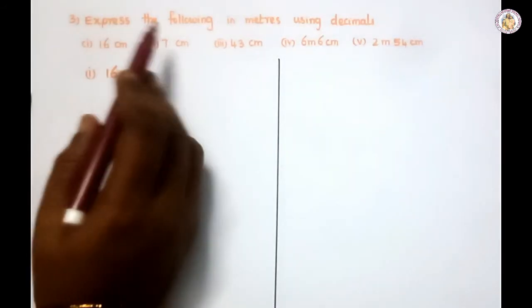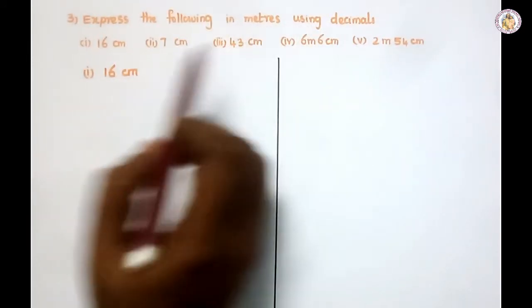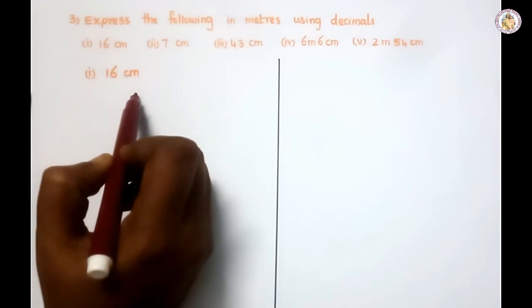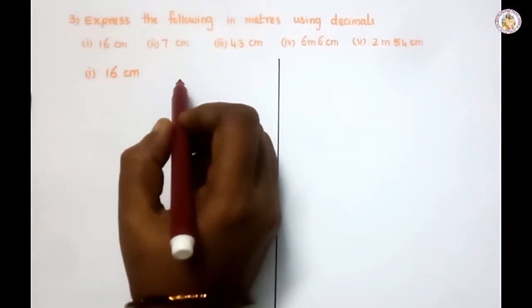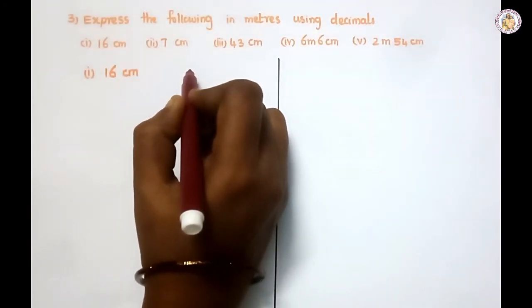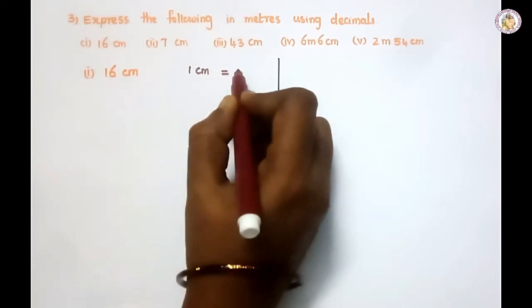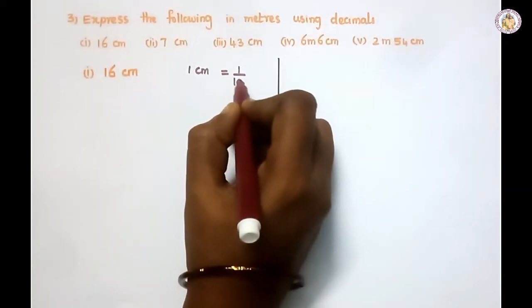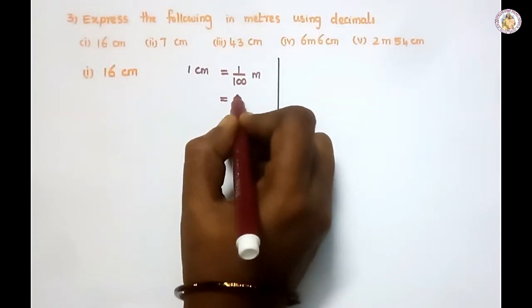Third one: express the following in meters using decimals. First one, 16 centimeter. Like the last sum, we have a formula. What's the formula? 1 centimeter equals 1 by 100 meter. So that is 0.